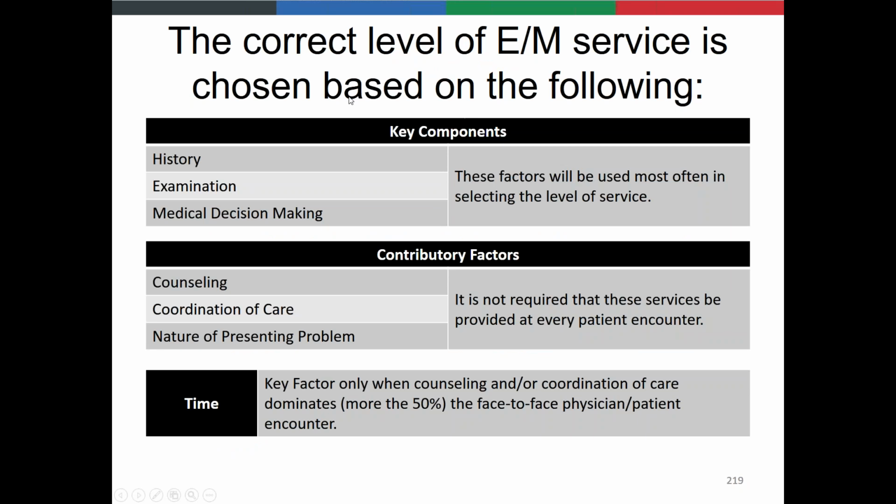Okay, so the correct level of an E&M service code is chosen based on the following. The three key components, which are history, examination, and medical decision making. And then the contributory factors, which are the amount of counseling needed for the patient, the coordination of care, and the nature of the presenting problem or the complications that are possible based on the patient's condition. Okay, and then there is time. Now, time can be considered a key component, but only when the counseling and coordination of care dominates more than 50% of the face-to-face physician or patient encounter.